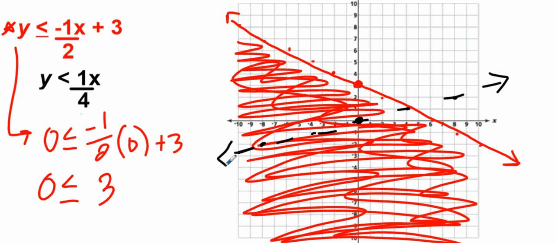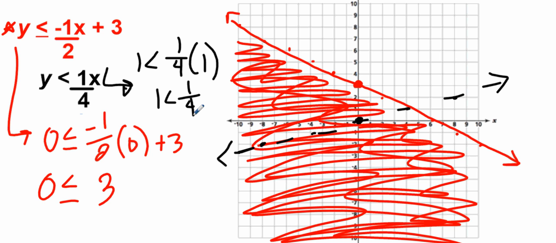Now, of course, we can't plug 0, 0 into this equation because it goes through 0. So I'm going to go to another point that is not on that line. So I'm going to plug in 1, 1. So I have 1 is less than 1/4 times 1. So 1 is less than 1/4. That is not true. So you have to shade the side that does not have 1, 1. So I'm going to shade down here.